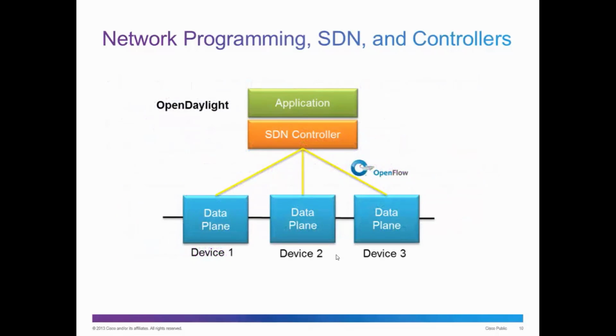An example of a network controller used in SDN, or software-defined networking, might be the OpenDaylight platform. The OpenDaylight platform is an open source SDN controller platform. You can see in this example where the SDN controller works with an application to then control the network devices, here listed as device 1, 2, and 3 at the data plane.